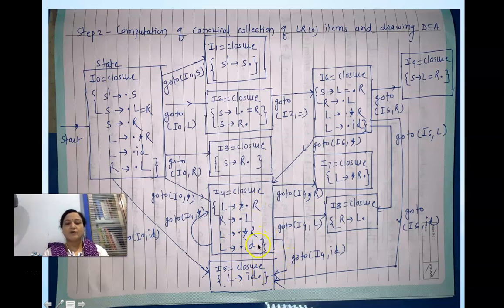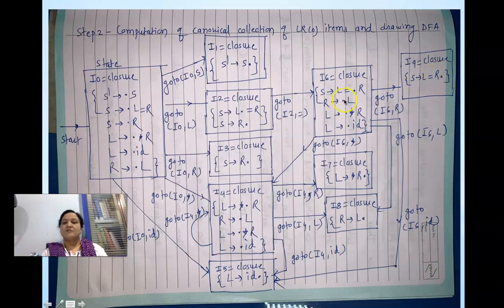So from I4 comma ID, going to I5. Now from I6, yes, on R we can have a transition. So that is I9. I9 is the closure of S tends to L equals R dot. Now dot is at the end of the production, so I cannot further expand the closure.